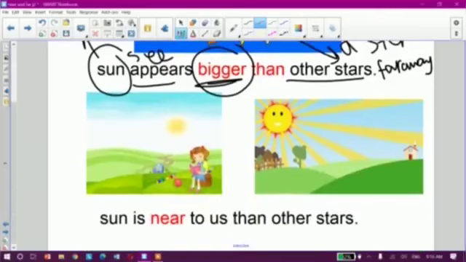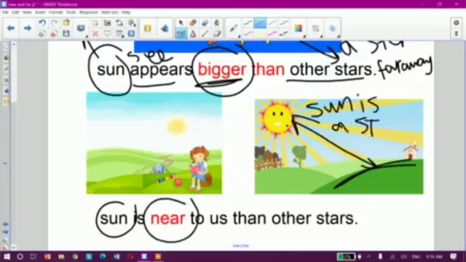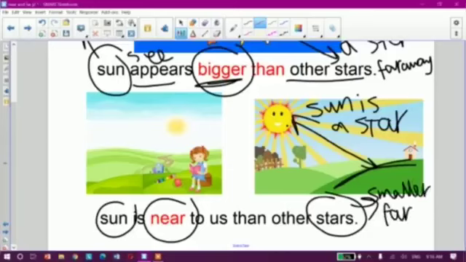And the sun is what, Junior 2? The sun is a star, one of those stars nearer to us than other stars. So other stars will be smaller because they are far away. So bigger, nearer; smaller, far away.